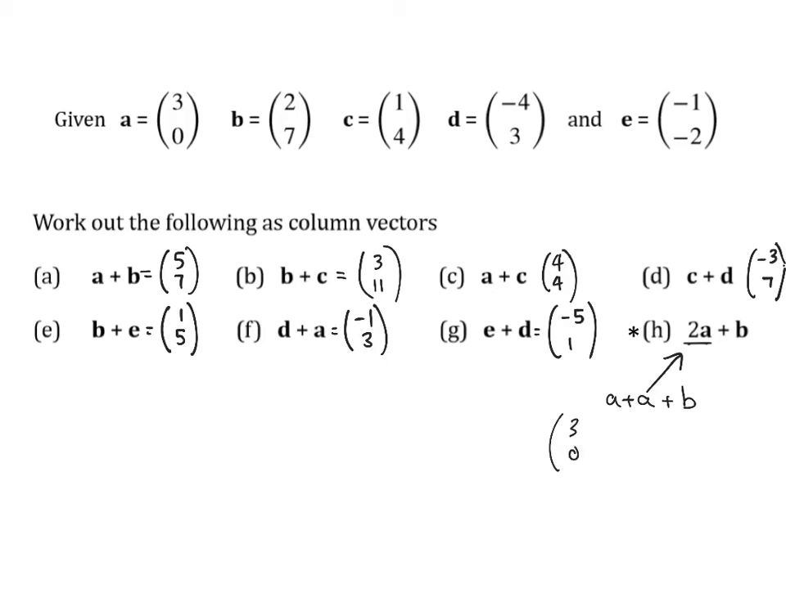And then A was (3, 0). So it's (3, 0), add (3, 0), add B, which is (2, 7). And then you can just add the top ones. So 3 add 3 add 2. So that's going to be 8. And 0 add 7 is going to give us 7. So you could do that, but there is a different way that you could do it as well. So if you've got (8, 7) in a different way, then that's brilliant.